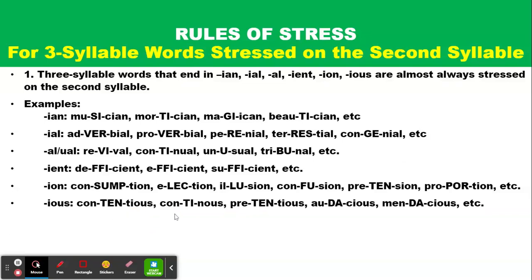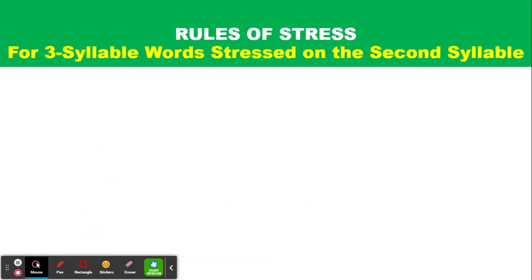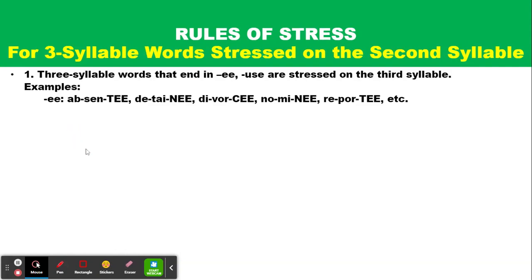Then words ending in IOUS, we have contentious, continuous, pretentious, audacious, mendacious, and so on. So those are the rules of stress for three-syllable words stressed on the second syllable.